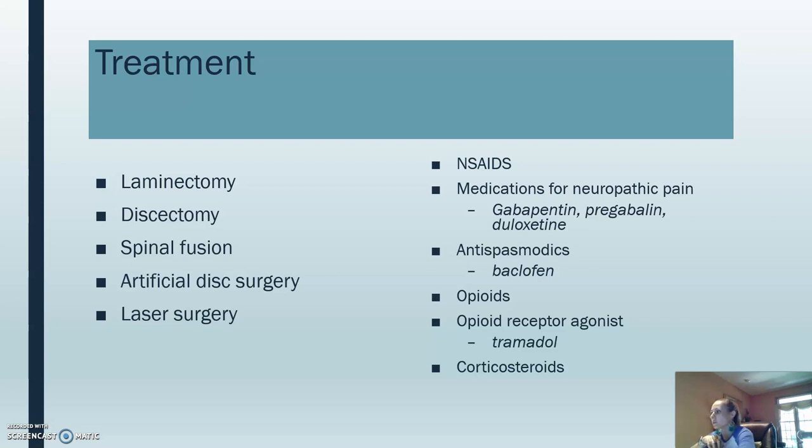We may do opioid receptor agonists like tramadol, and again, those corticosteroids. Just know corticosteroids have a lot of harmful side effects over time, so we try to use them sparingly. They can cause a lot of organ damage, and they also cause a lot of GI upset. So again, we may have to give them pantoprazole or esomeprazole or omeprazole if we're giving that.